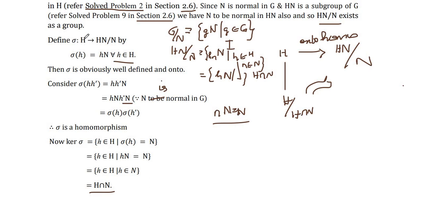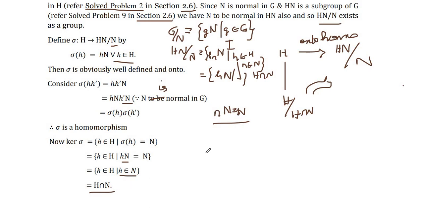The kernel is all those elements of the domain which are mapped onto the identity element of the codomain. The identity element of the codomain is N. But sigma of H is defined in this way. So whenever HN equals N, we have to have H in N. So it is all those H in H for which H is in N. So H is present in H as well as in capital N, and you have kernel sigma to be H intersection N.